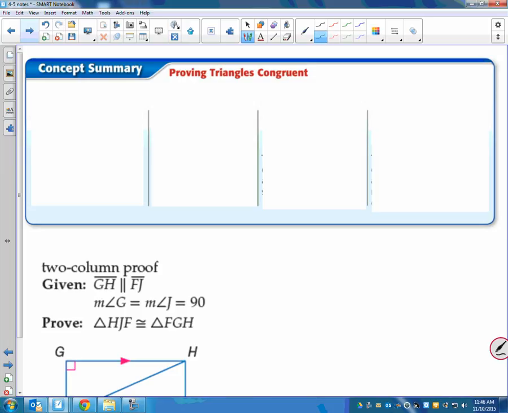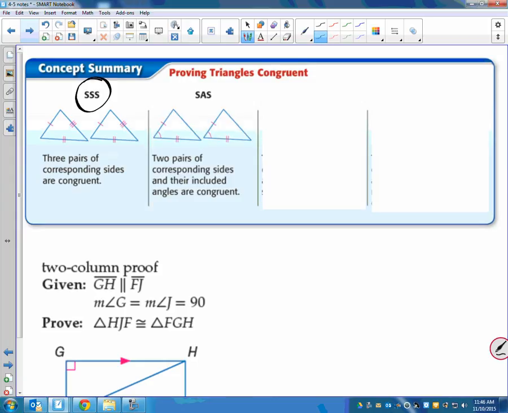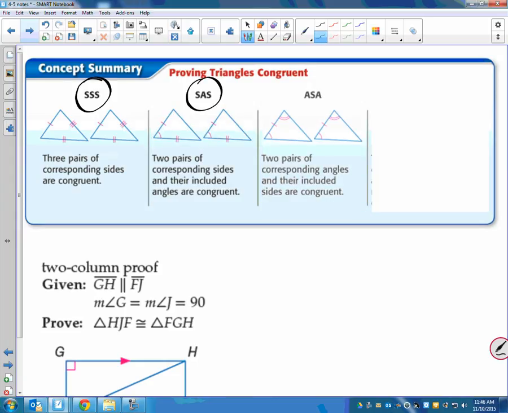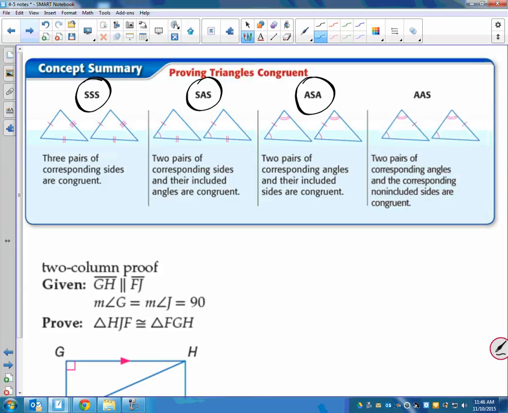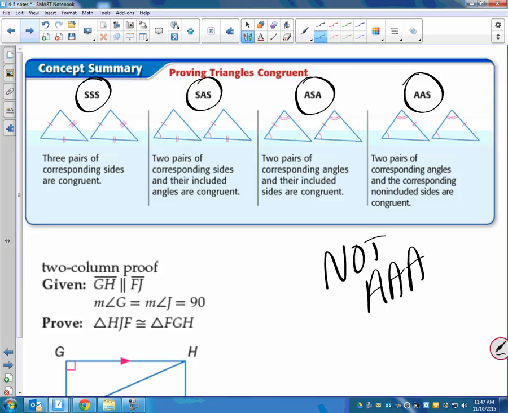Angle, side, angle. I don't know that you need to draw a little picture if you don't want to, but you need to at least write these 4 things down on your paper: side, side, side; side, angle, side; angle, side, angle; and angle, angle, side. What letters are not acceptable? Angle, angle, angle just does similarity, and angle, side, side, because we don't want to spell that word on our paper. All right? Can't do it. Gotta write it down.